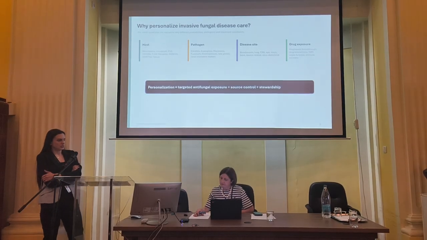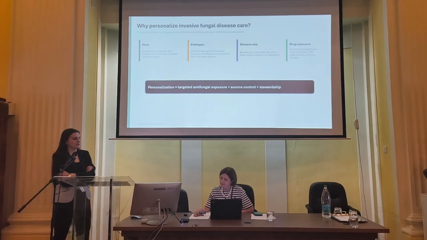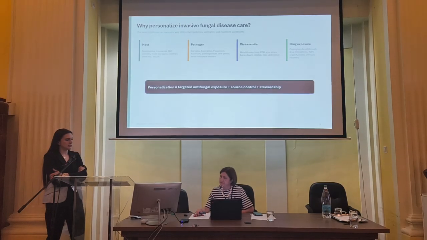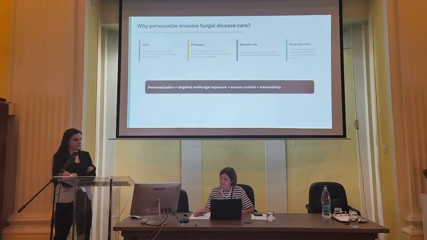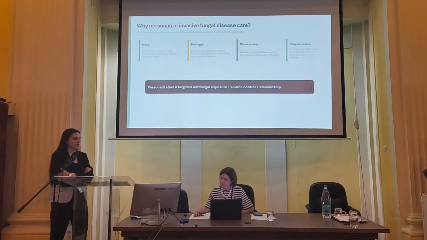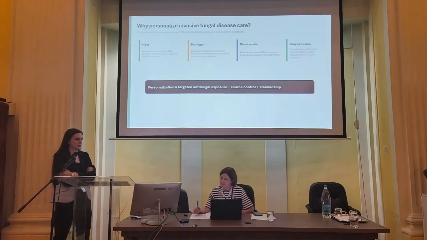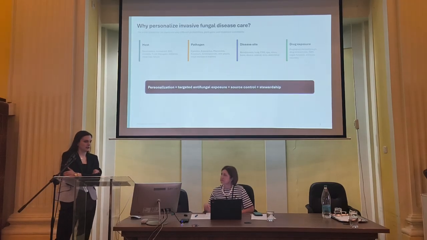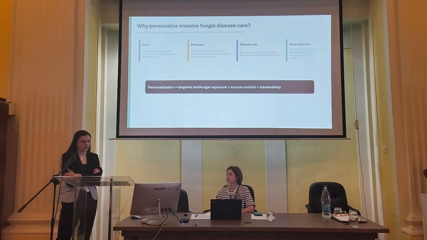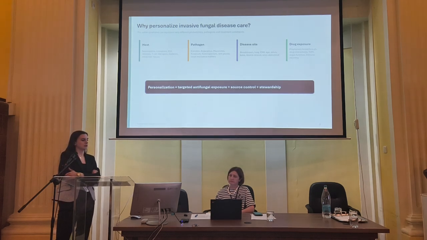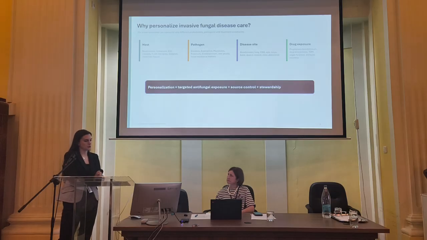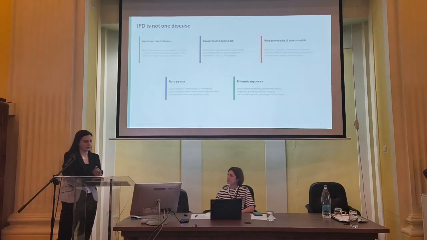The most common pathogens are Candida, Aspergillus, Mucorales, and some rare molds. Often we can find them in blood, also in lungs, central nervous system, eyes, sinuses, bone, but they can also be located in the abdomen after abdominal surgery. So personalization means that we need to target antifungal exposure to source control and to do stewardship.